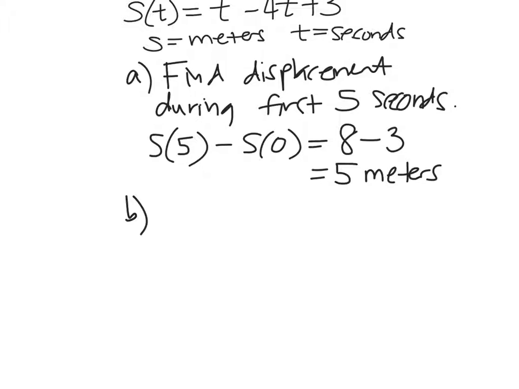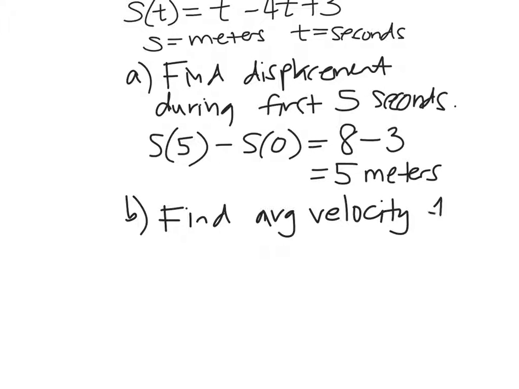Okay. Now, for part B we're going to find the average velocity for the first 5 seconds. Wait, is that an S or a Y? That's an S. And the second one too? S, yeah. So it's s of 5 and s of 0.